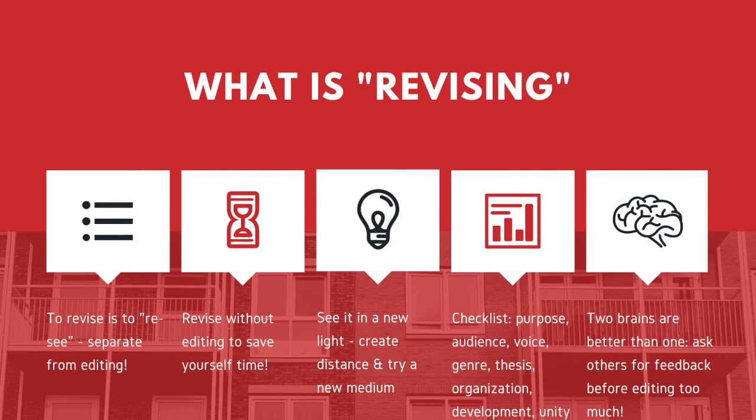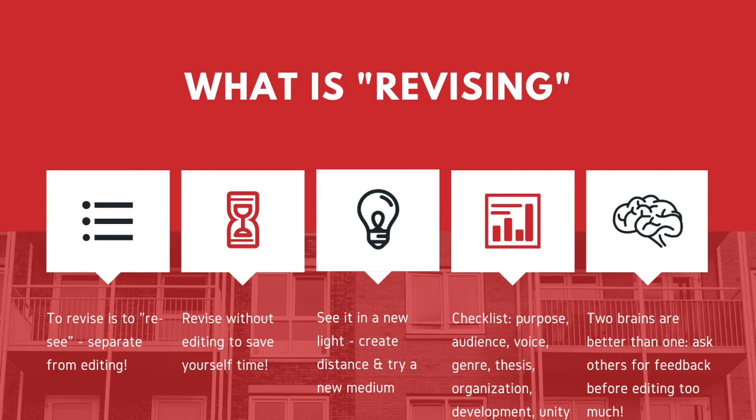Looking at icon 3, the light bulb, you should see your paper or your writing in a new light. Create some distance, whether it be by time or focusing first on something else for an hour and going back to it, and try to read it in a new medium. If you've been reading it in a Word doc the whole time, try printing it out and reading it there, or try copying and pasting it into an email or some other kind of way that you get a new outlook on your writing.